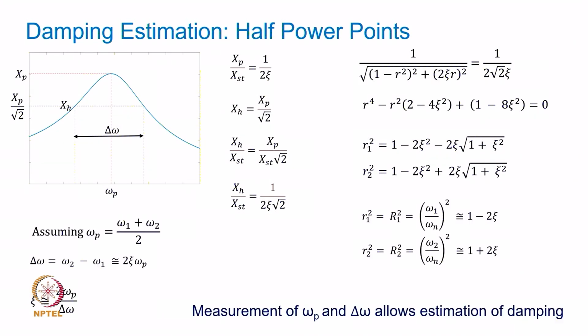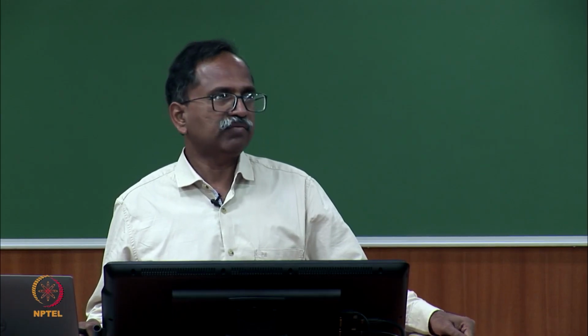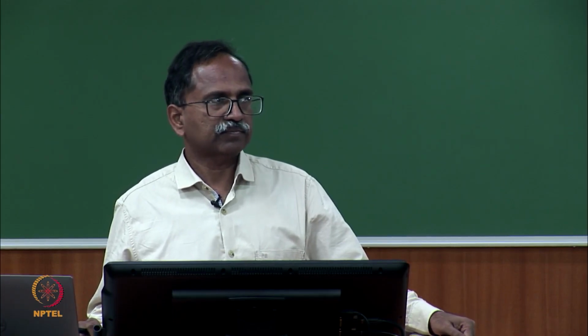That is, by measurement of this peak frequency, which you can always get by measurement, and delta omega by getting this half power point frequency bandwidth, you estimate the damping straight away from measured data. You do not need to figure out what the mass is, what the stiffness is, what the damping is. What is going to be a challenge in using this method of estimation of damping?